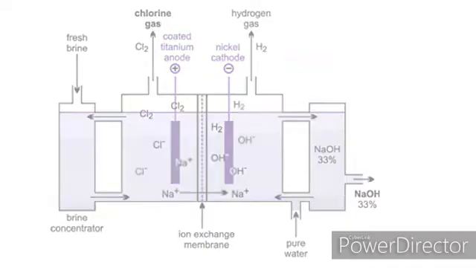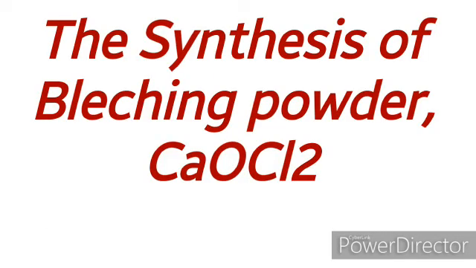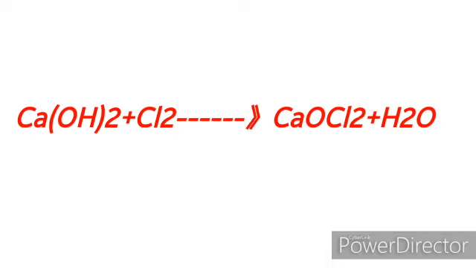And the chlorine gas that is formed in this chlor-alkali process can be used for the synthesis of bleaching powder. Let us see how. Chlorine reacts with lime water, calcium hydroxide, to form calcium oxychloride, CaOCl2. It is popularly called bleaching powder, and water is also formed. This bleaching powder is commonly used as disinfectant.